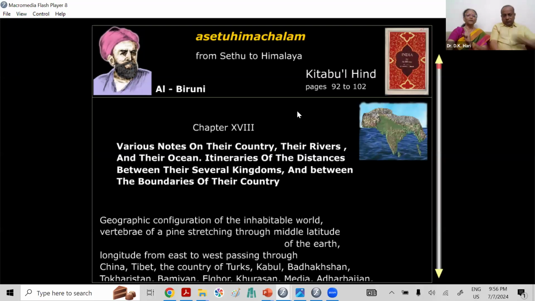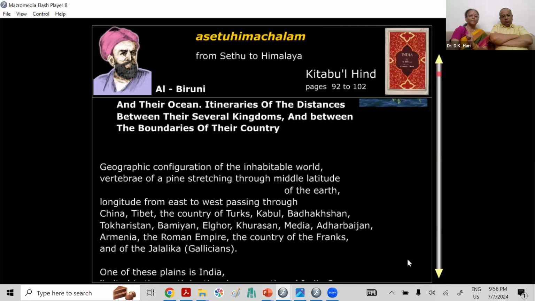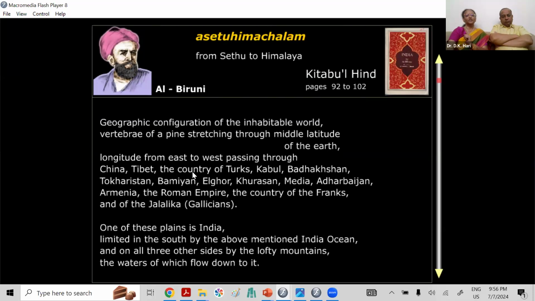So now we come to how Al-Biruni, who comes to India a thousand years ago with Mahmud of Ghazni, describes this geography, and this is what gives us a clue. See, he says longitude from east to west, passing through China, Tibet, the country of Turks, Kabul, Badakhshan, Tokharistan, Bamiyan, Elgor, Khorasan, Media, and all that. Azerbaijan, this is Azerbaijan land, Armenia, Roman. So he goes all the way from China, he traces it.